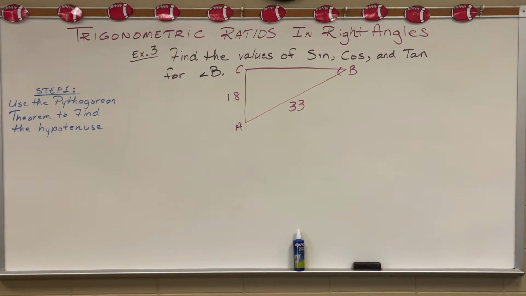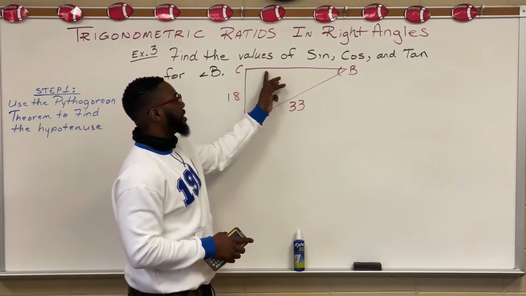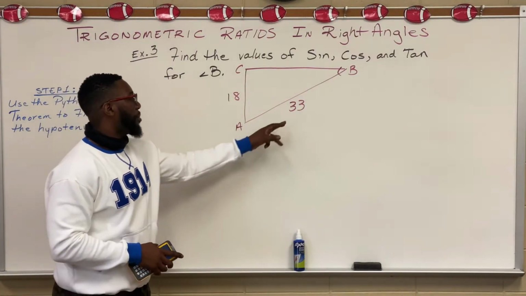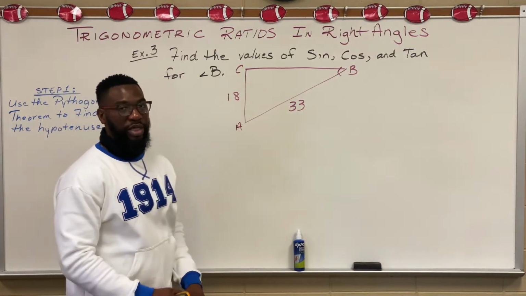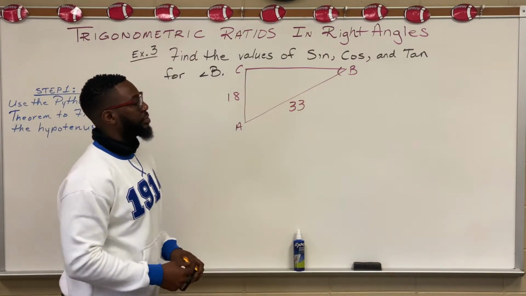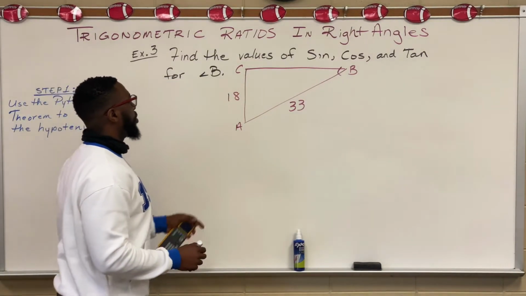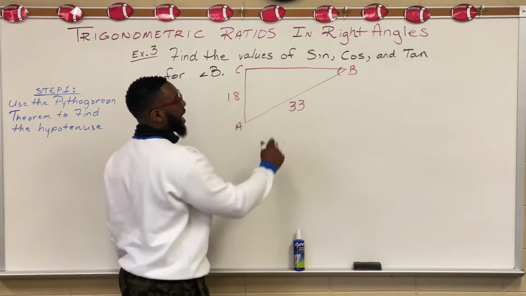Example 3. Find the values of sine, cosine, and tan for angle B. Right here we have a right triangle, but in this case, we're missing one of the legs. We have the hypotenuse, we have a leg, and we're missing the leg. So once again, we use the Pythagorean theorem to find the missing side. Say 18 is side B, missing side A.